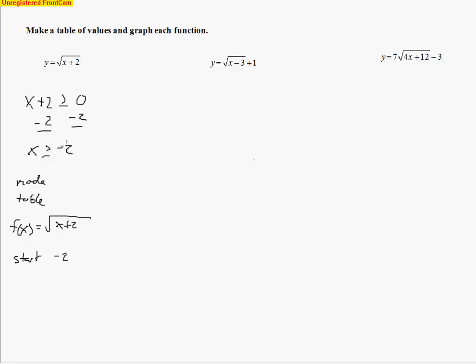That's the smallest value. Now, where do you want to end? Well, let's just go ahead, and we're not going to do a lot of points. Let's go ahead and end at maybe positive.